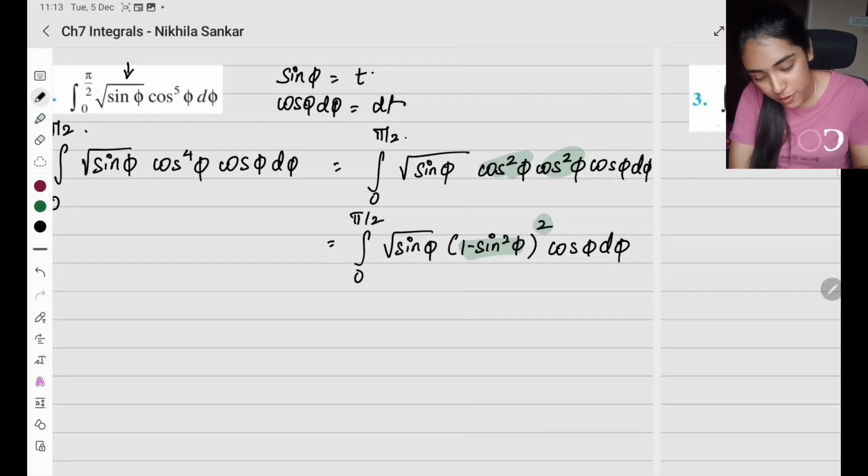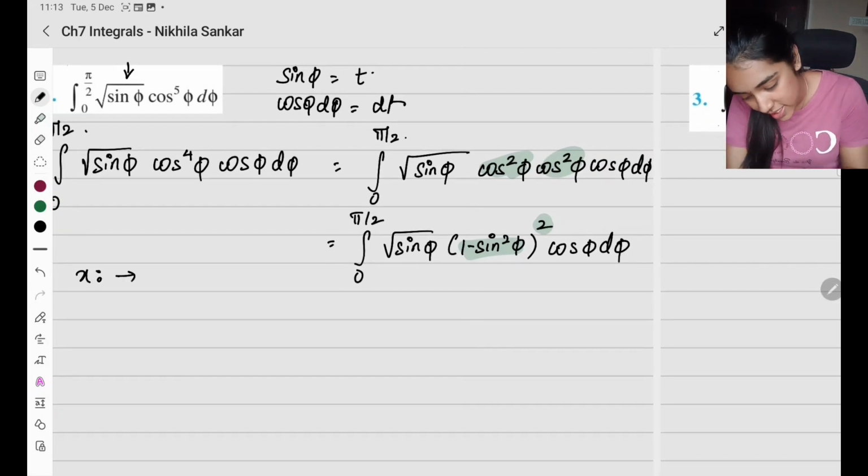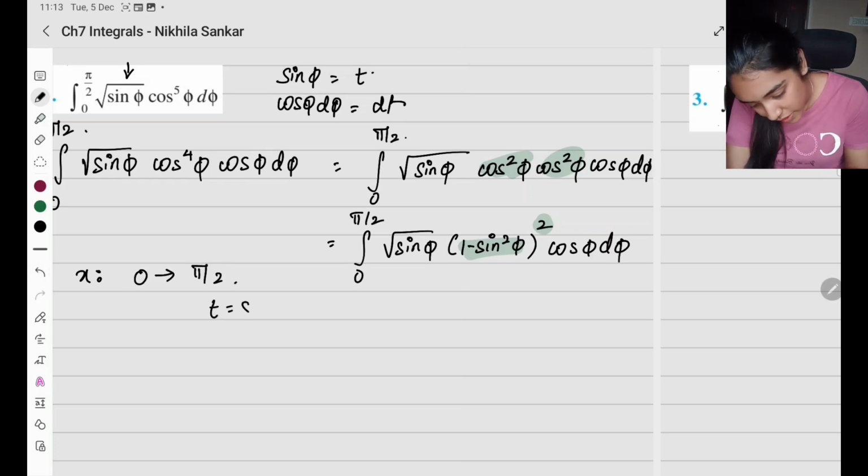Now when I do the substitution, I see that the value of x travels from 0 to pi by 2, and I know the value of t is going to be sin theta. So when x value is 0, t is going to be sin 0, which is 0.